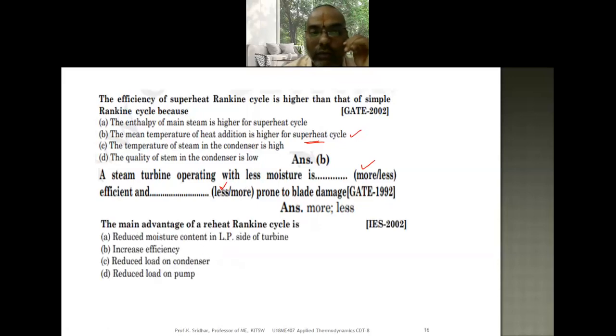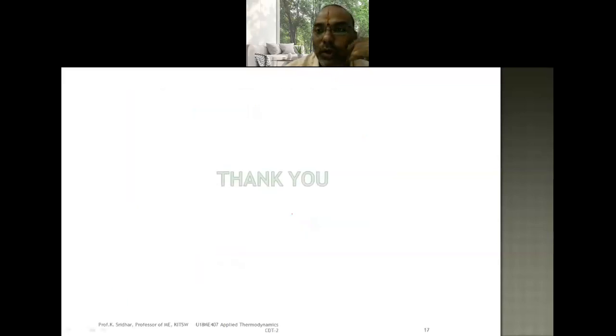The third question is the main advantage of a reheat Rankine cycle. Out of A, B, C, D, what is the right answer? The answer is reduced moisture content on the LP side of the turbine, that is the low pressure side. We are able to have reduced moisture content because of the reheating concept. So this is a very, very important concept.